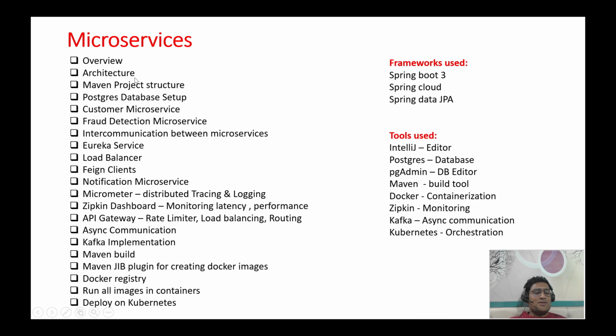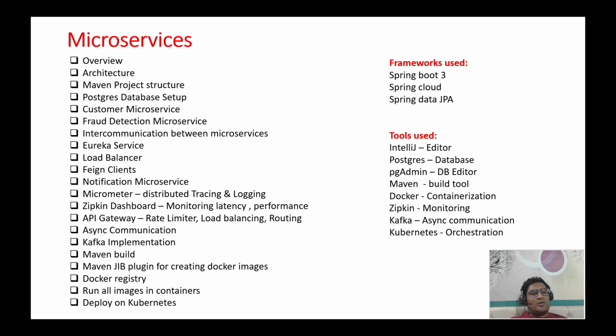Then I have created an architecture diagram for you for the application which we are going to develop in this course. Then we'll set up our Maven project. We'll be setting up the parent project structure, and inside that parent we'll be creating child projects, which are the microservices basically. Then we'll set up a Postgres database in Docker Compose. Then we'll create our first microservice, which will be in Spring Boot 3, which is our customer microservice, which will be responsible for handling customer registrations.